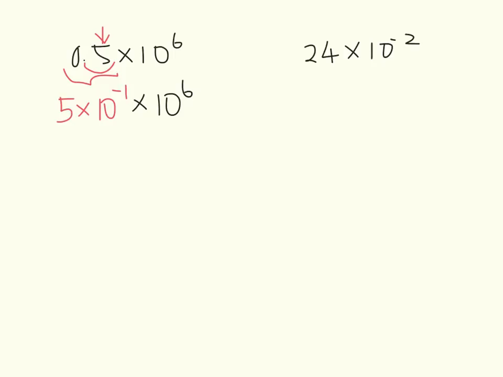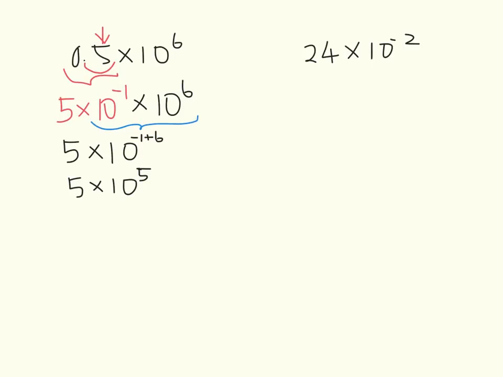And now we're going to use what we know about indices or exponents to combine these two numbers. So 5 will stay as a 5. And remember, when you multiply two powers with the same base, what do we do to the exponents? You add them up, right? So it's -1 plus 6. So this number becomes 5 times 10 to the power of 5.